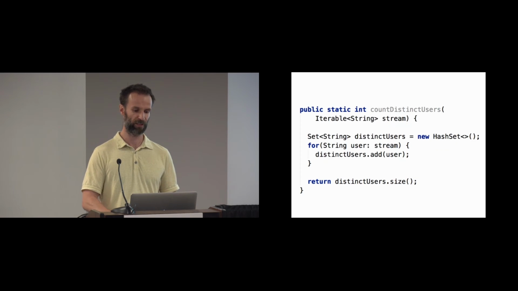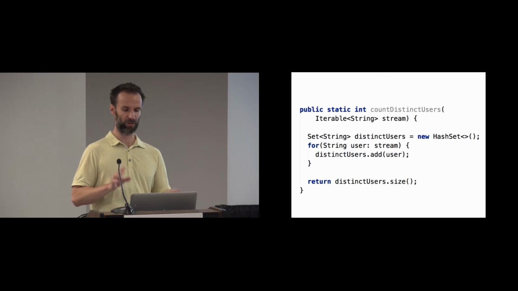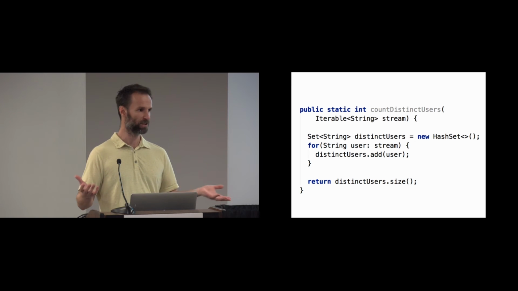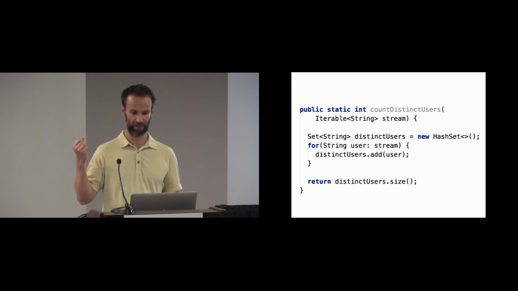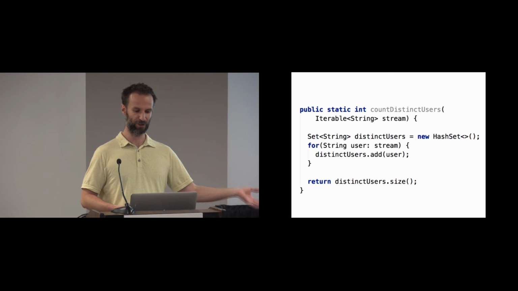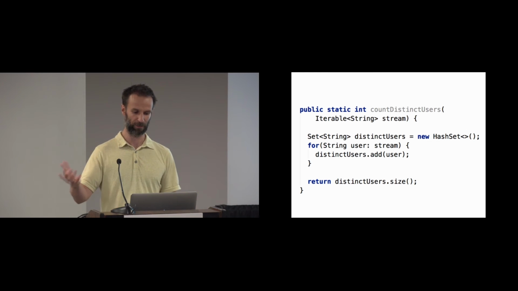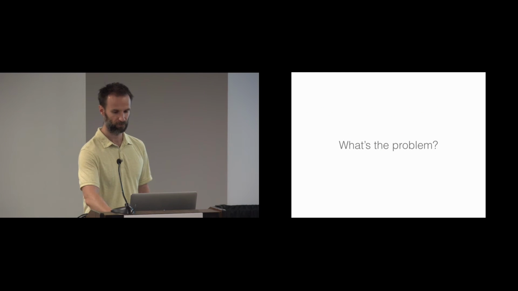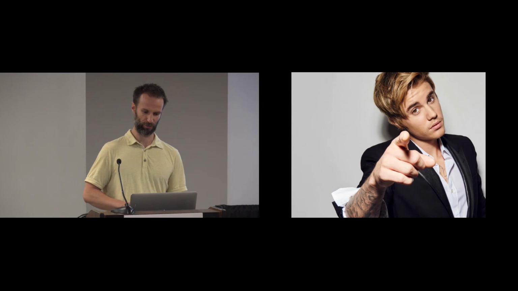So he cracks out his IDE and says, okay, this is simple. I've got a method called countDistinctUsers. There's an iterable of strings representing my user IDs being entered. I'm going to create a hash set. It should be a lambda, but it's not. I'm going to iterate through these users, add them to my hash set, and return back the size. So what's the problem with this? Well, this guy is the problem with this.